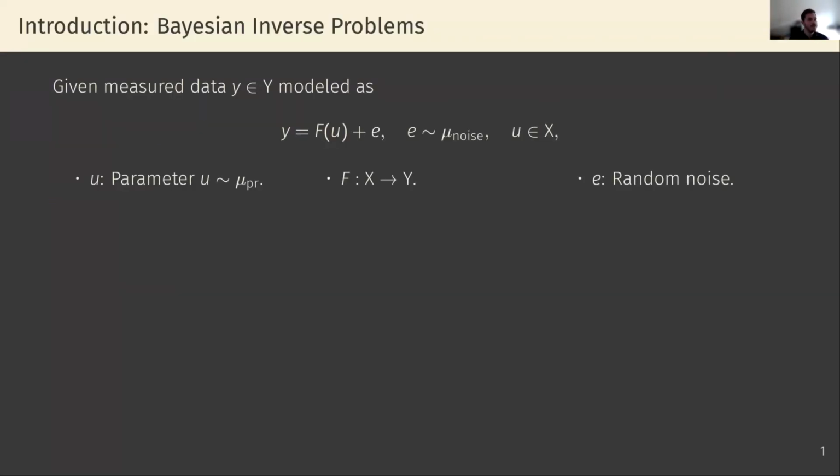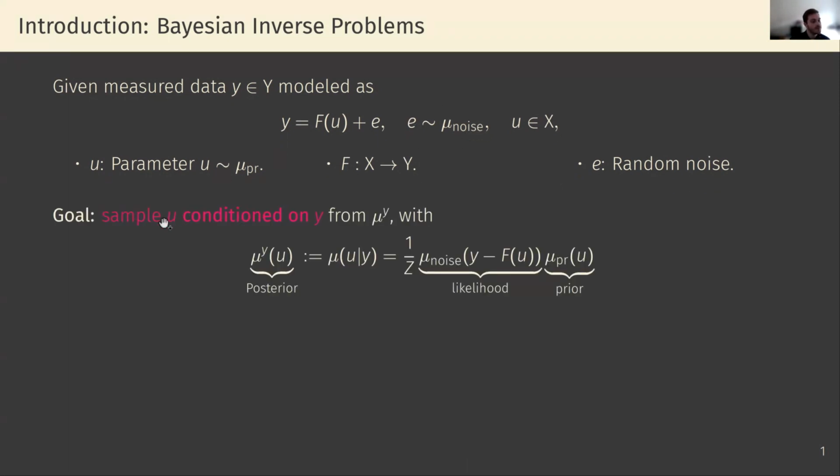Okay, so what is a Bayesian inverse problem? Given some measured data y that we can model as y equals f of u plus e, where u is a set of random parameters with known distribution mu prior, f is a mathematical model of the physical process that generated the data. It can be understood as a forward mapping from a parameter space X to a data space Y, and e is some random noise with known distribution mu noise.